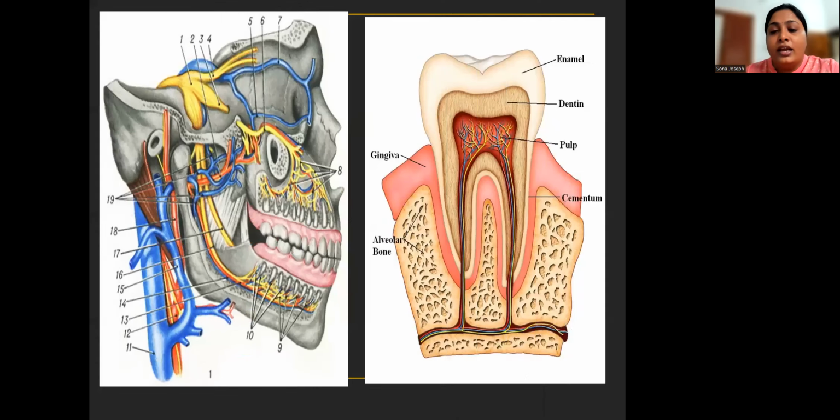In a similar way, to do the root canal treatment, one of the basic procedures in endodontics, you should know what the different parts and the internal anatomy are.